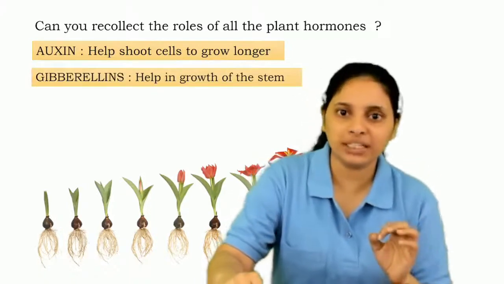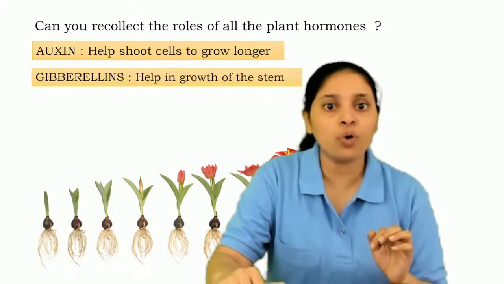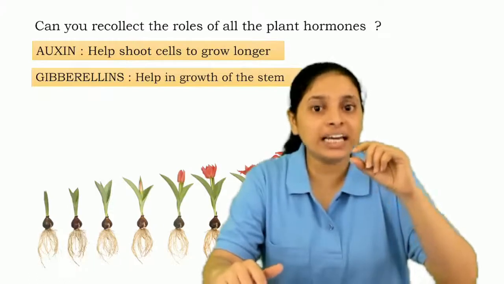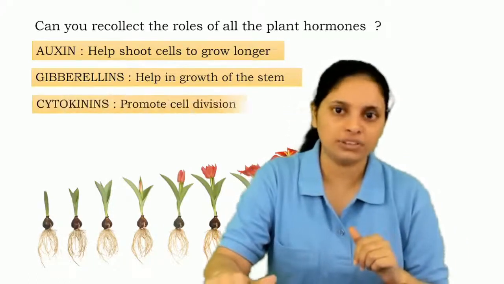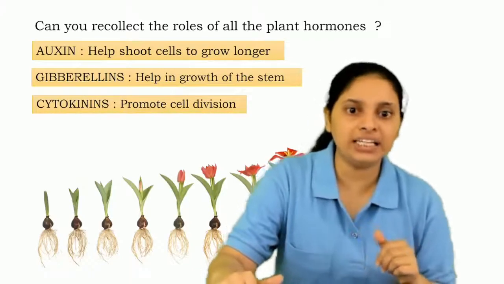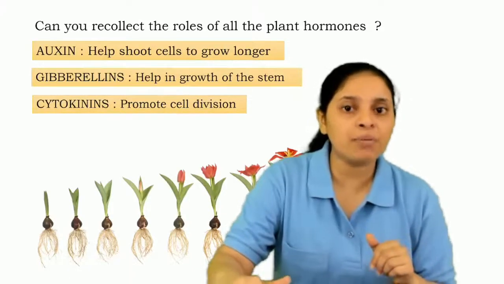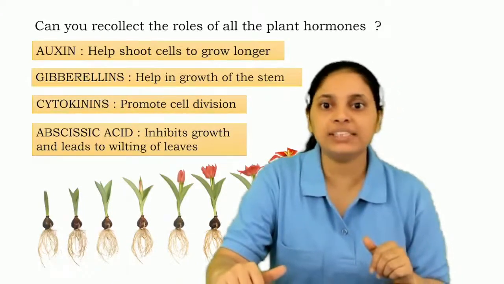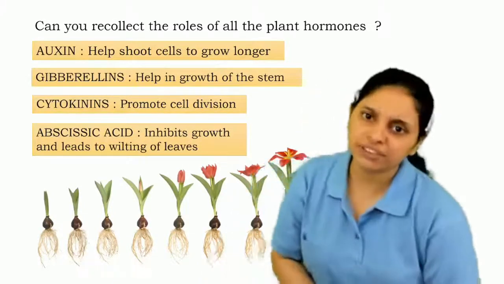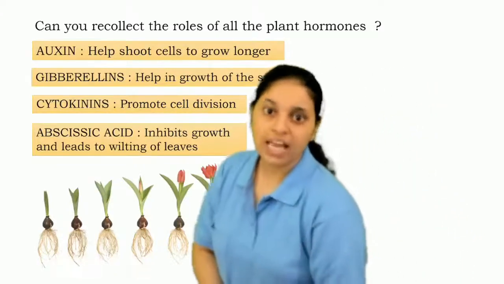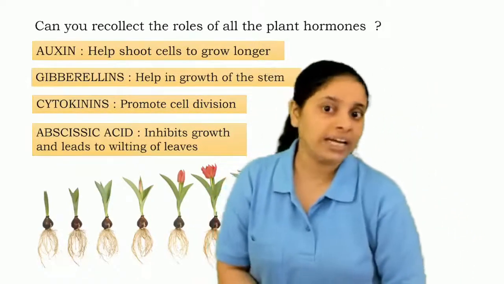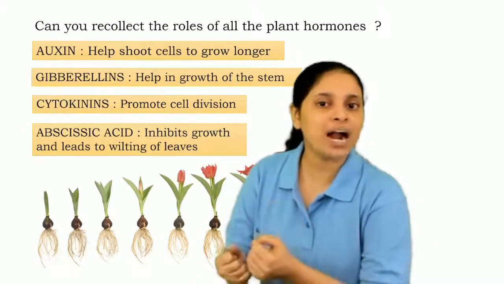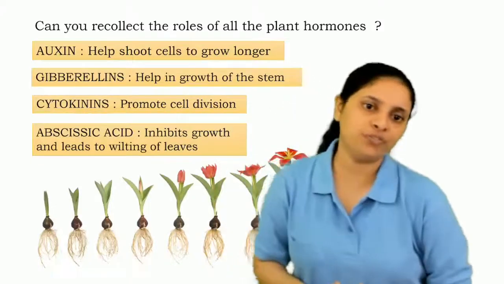Second, we have gibberellins. It helps in growth of the stem. Again, it will lead to increase in the length of internodes. Third, cytokinins. Cytokinin will promote cell division in plants. And fourth, we have abscisic acid, that is ABA, which inhibits the growth, leads to wilting of leaves and is the stress hormone. It is the stress hormone because it basically helps the plant to survive in stressful conditions.